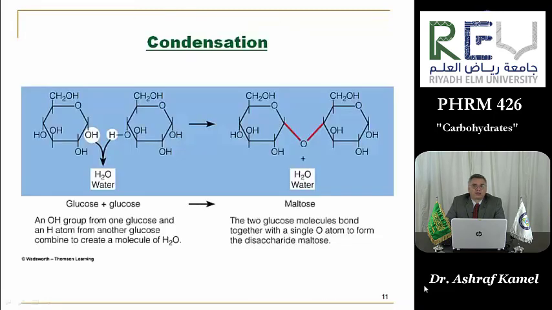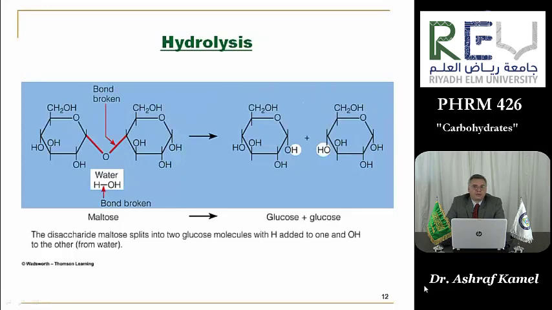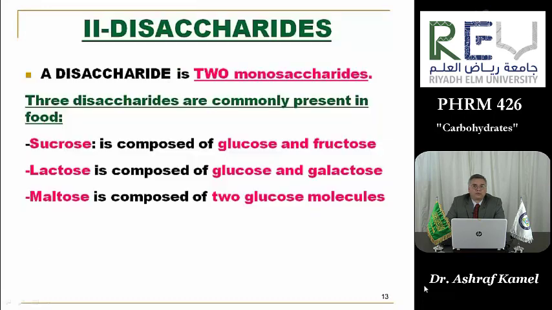A condensation reaction is a reaction by which we form a disaccharide from 2 monosaccharides. When 2 simple sugars are condensed, water comes out of this reaction, and we get a disaccharide. Like in this example, 2 glucose molecules condense, water comes out, and we get the disaccharide maltose. The opposite is hydrolysis, where by introducing water into a disaccharide, it splits the disaccharide maltose into 2 monosaccharides, into 2 glucose molecules. Disaccharides: a disaccharide is 2 monosaccharides bound together.